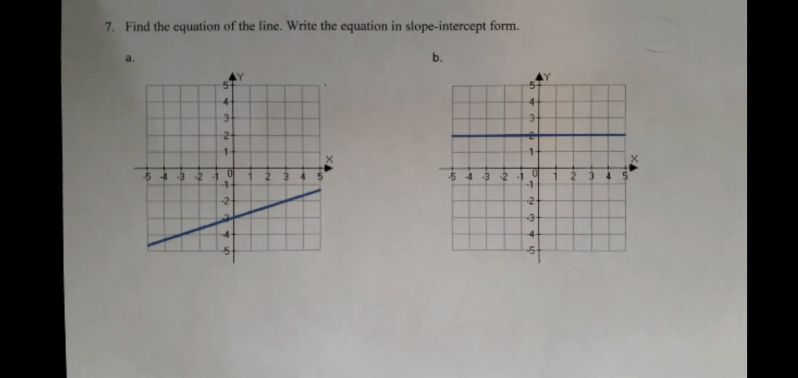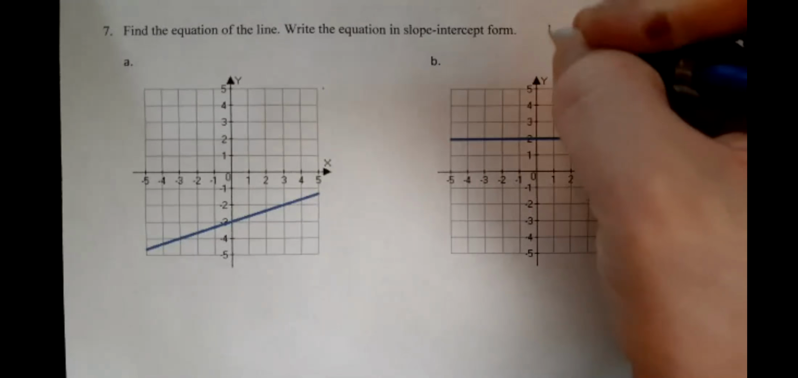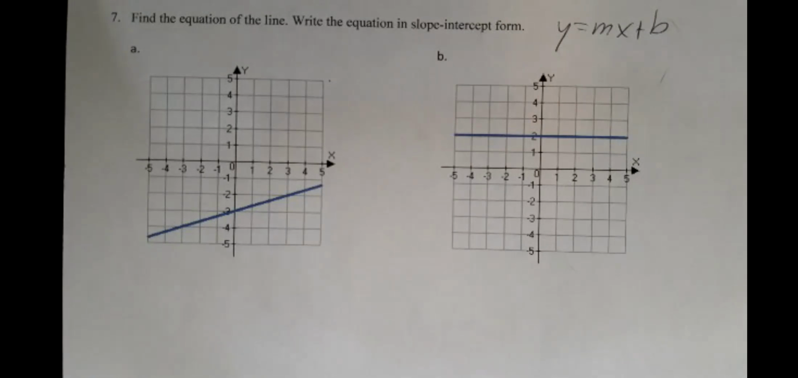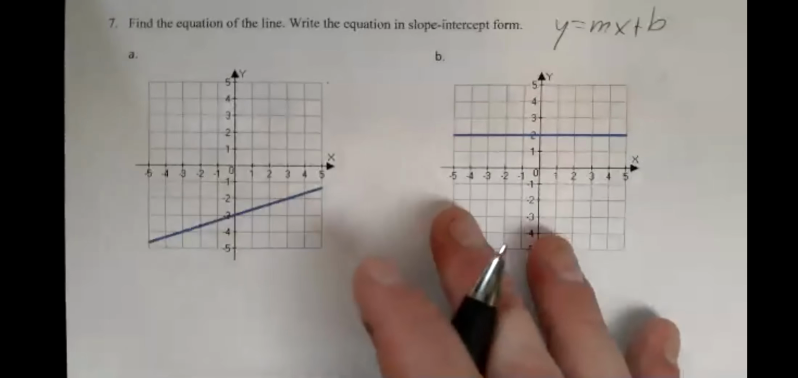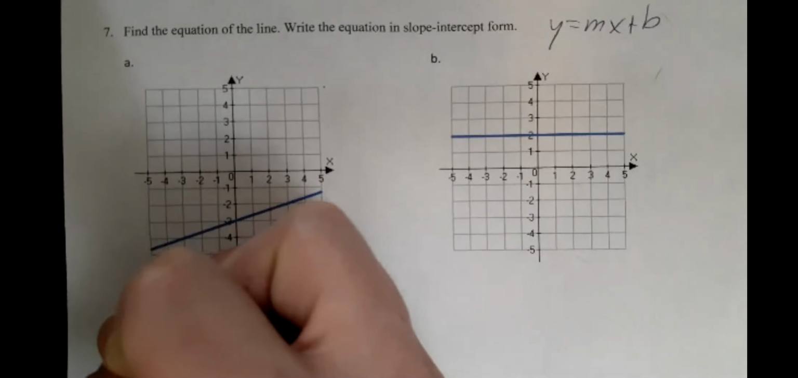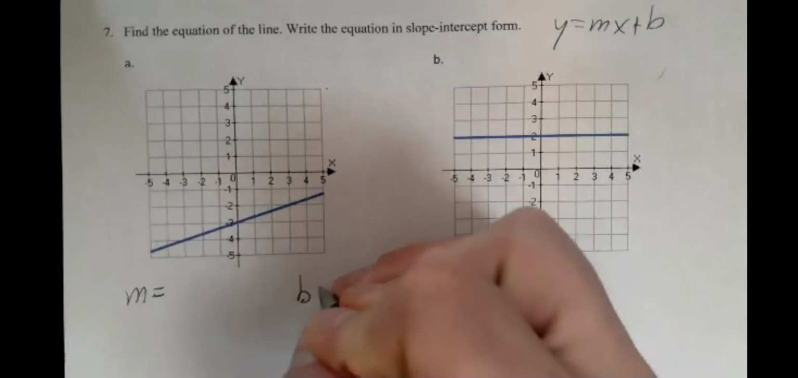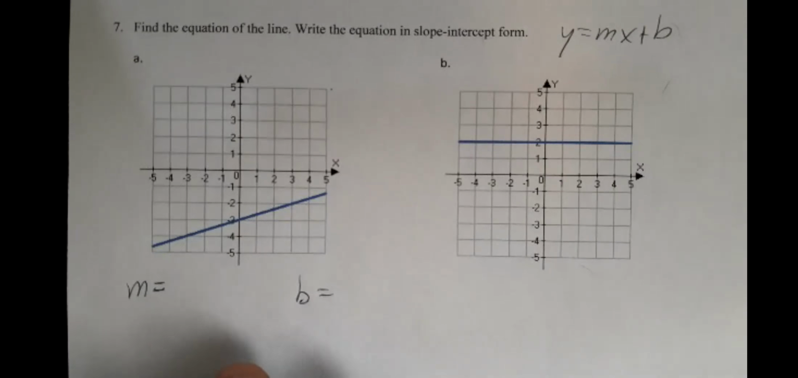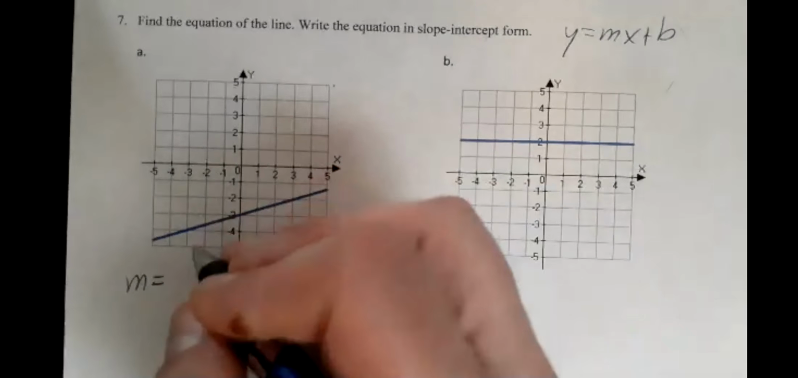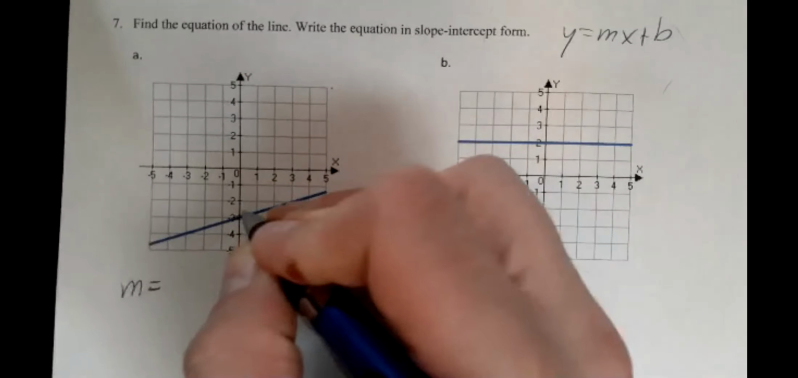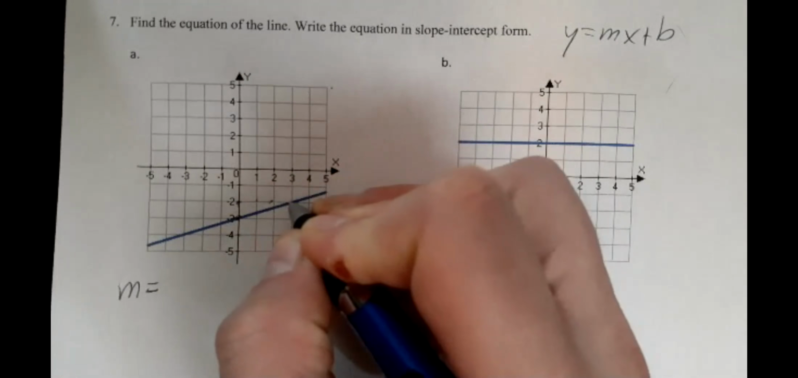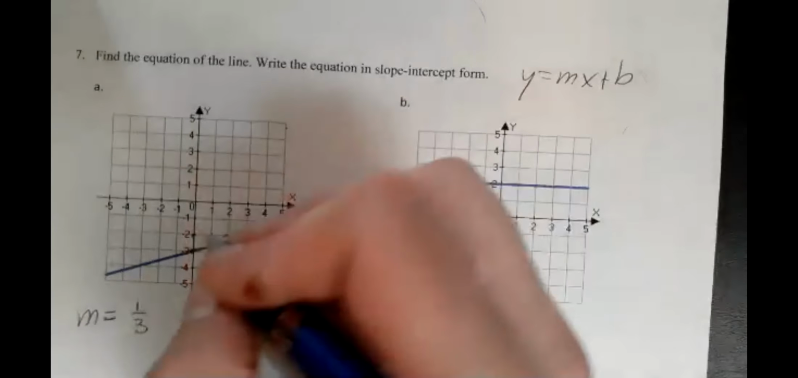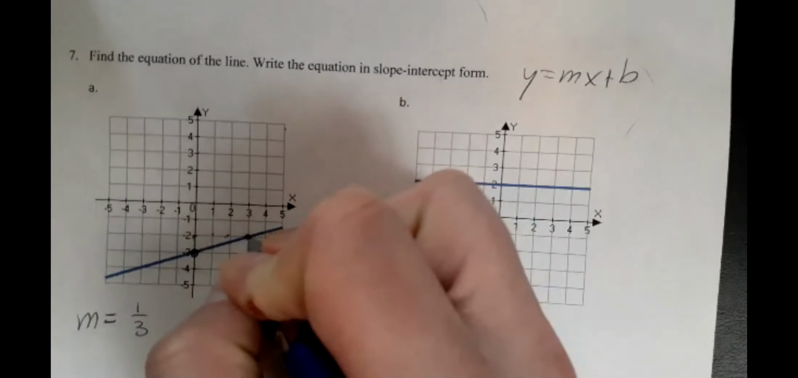So they want us to write these in slope-intercept form. That's the one you know. And they give us graphs. So really what I think they're asking us to do is to pick off m and to pick off b. And to pick off m, remember m is rise over run. So if we go up 1 and we go over 3, we've gone up 1 and over 3. So you want to pick 2 points that it actually goes through.